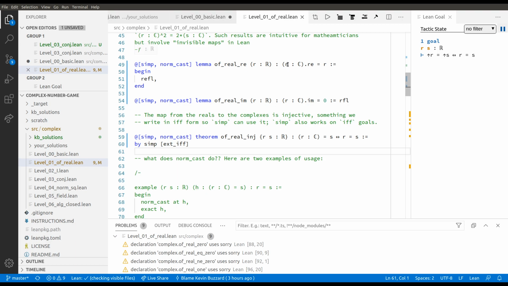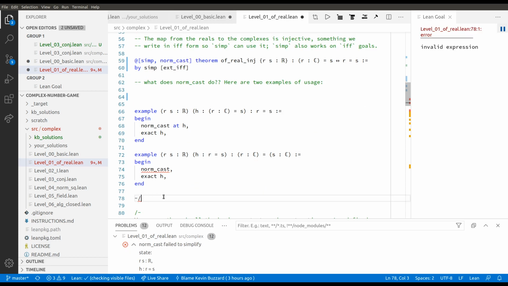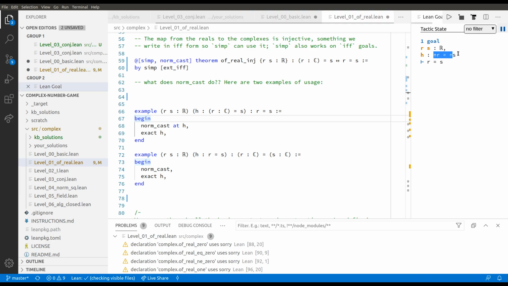So now we've trained normcast in the art of real and imaginary parts. This is the key thing: we prove that two real numbers are equal if and only if their real parts and imaginary parts are equal. So here's the kind of thing. Let's have a look at these proofs. Here we've got two real numbers r and s, and we happen to have proved that the corresponding complex numbers are equal, and we want to prove that the real numbers are equal.